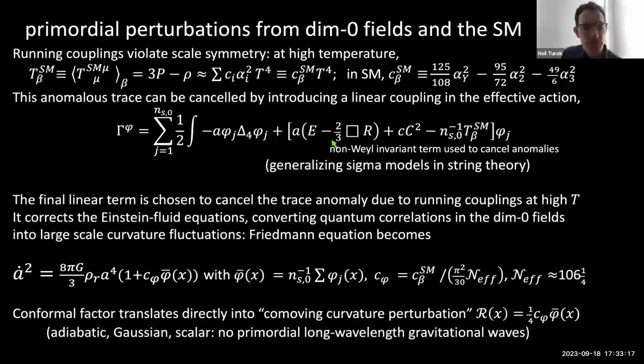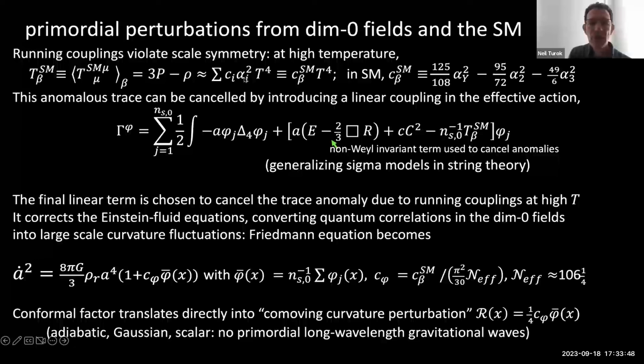So in the standard model at finite temperature, where beta is the inverse temperature, the trace is not zero. The trace is 3p minus rho. It's not zero due to running couplings. As you know, running couplings introduce a scale into particle physics, and the running is described by beta functions. And the beta functions for gauge fields are proportional to the fine structure constant squared.